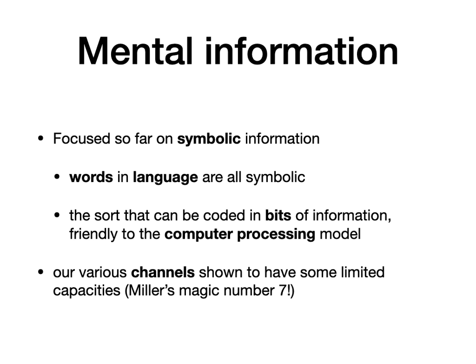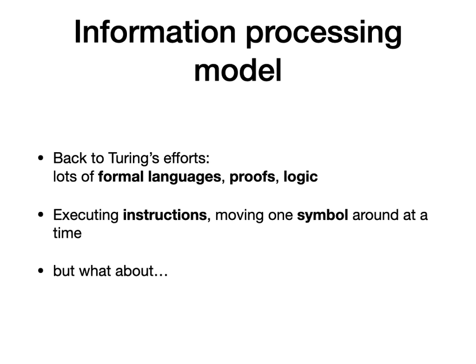So let's look back at the general idea of information processing for brains. Turing was trying to do a lot of formal languages, proofs, logic, the very stuffiest of information, right? Executing instructions, one symbol moving at a time, even if it's just ones and zeros. But there's a different kind of breed of information that we're leaving on the table when we talk exclusively about all this symbol manipulation stuff.